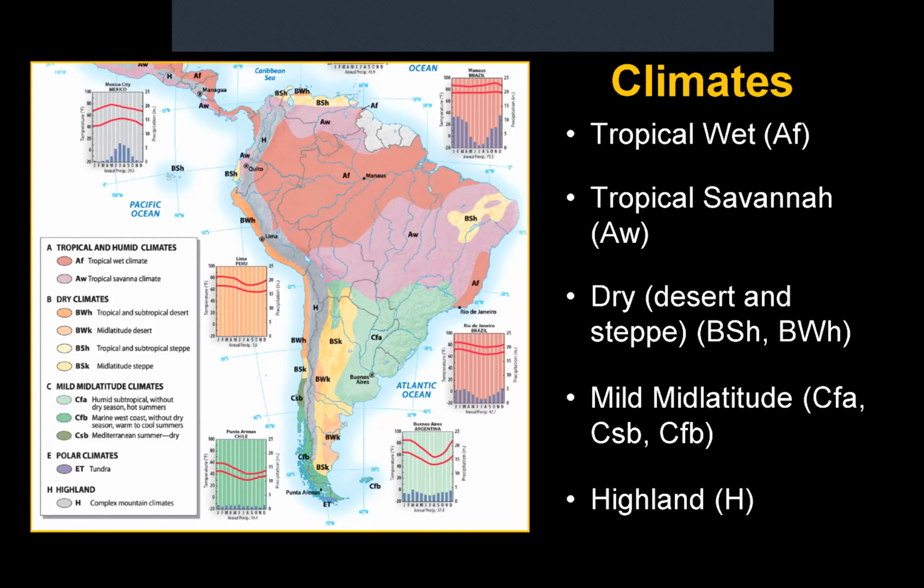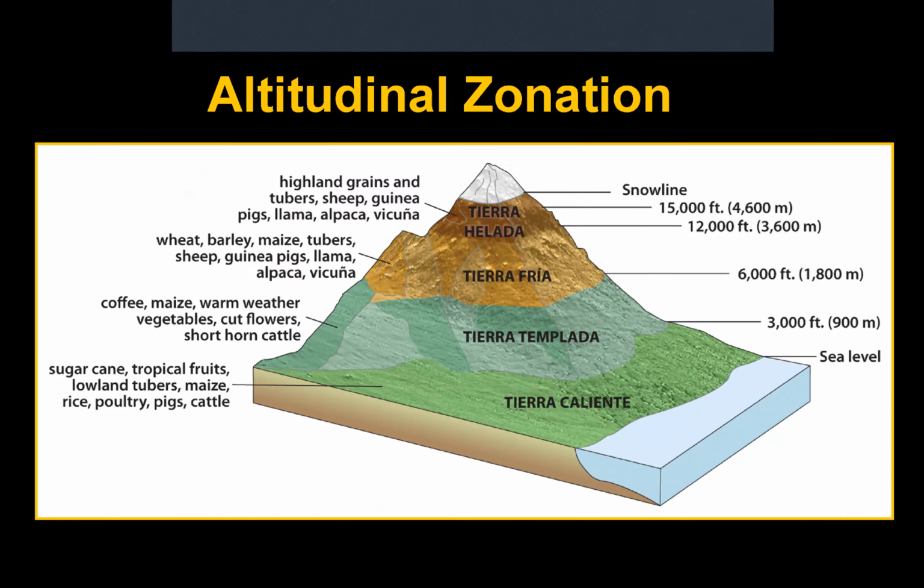And then highland climates, that's the H one. That's in the Andes. It's just that temperatures vary by altitude, and you can go through every single one of these climate types from the bottom of a mountain to the top. And that's what we call altitudinal zonation. So this is just a general one for Latin America.